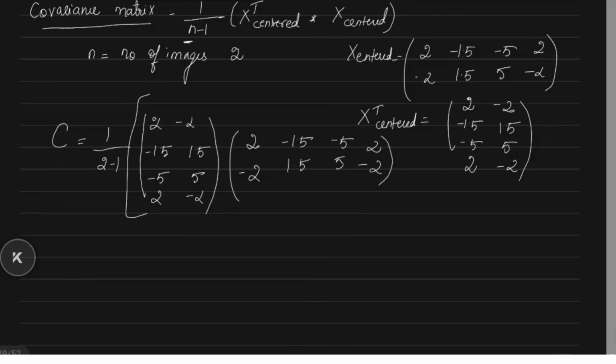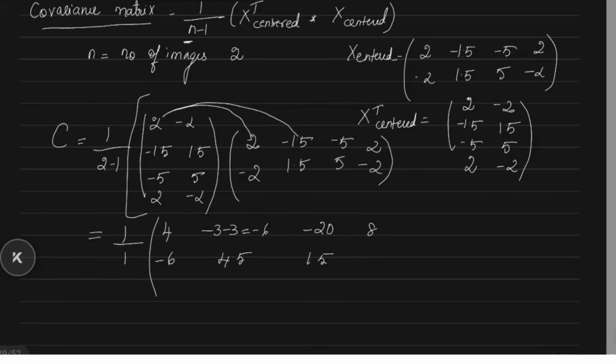We're just going to do normal multiplication. So it will be 2 into 2 plus 2 into 2, so the first element will be 4. The second one will be 2 into minus 1.5, then again 2 into minus 1, minus 2 into 1.5, so it will be minus 3, which totals minus 6. You do normal multiplication and find all other elements. So here it will be minus 6, next 4.5, then 50, minus 6, minus 20, 50, 50, minus 20, 8, minus 6, minus 20 and 8.